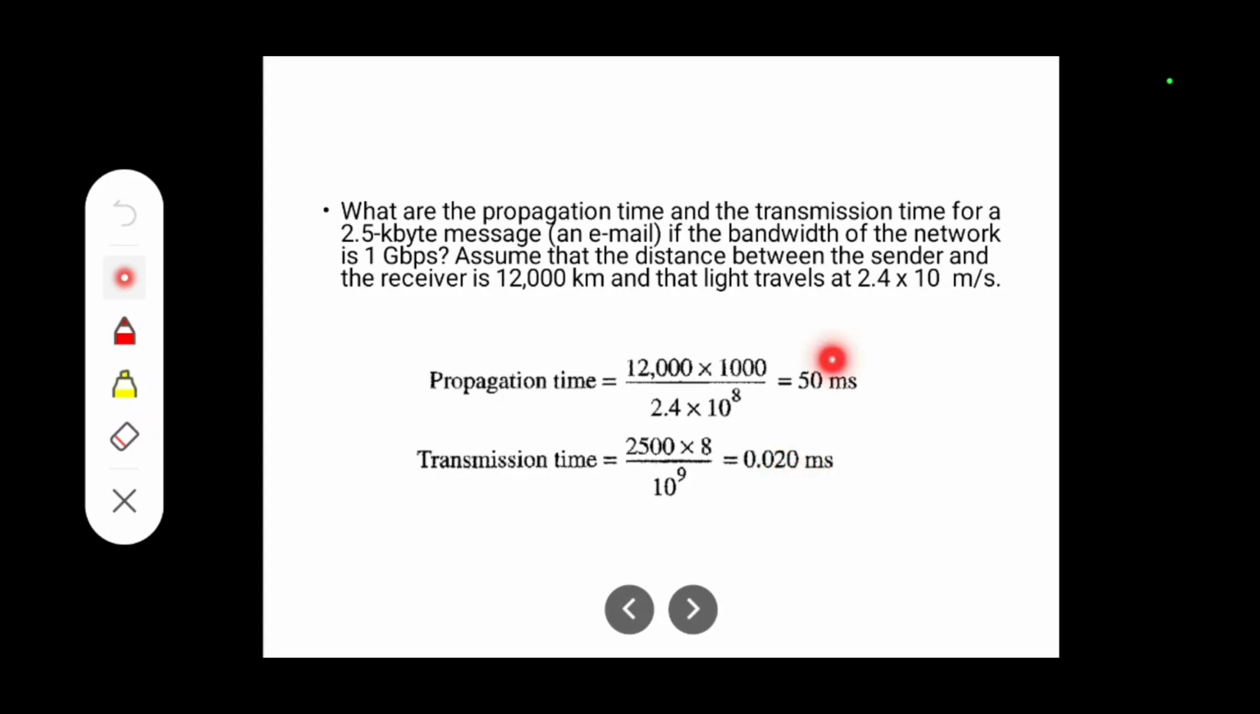Now what is the propagation time? That we have already computed. The distance is given, 12,000 kilometers, and the speed is also given, 2.4 x 10^8 meters per second. Since the speed is given in meters per second, the 12,000 kilometers is converted into meters. That divided by this one, we will get 50 milliseconds.